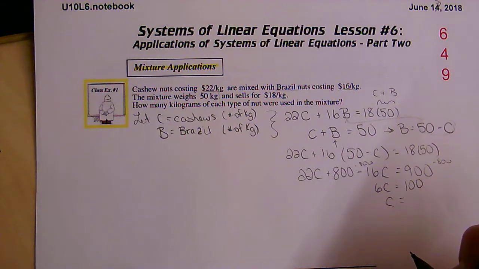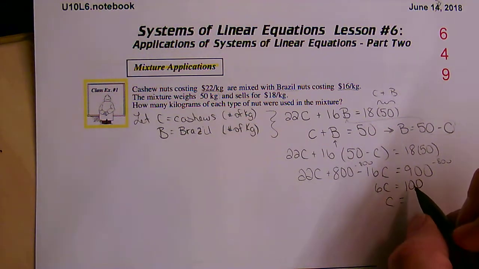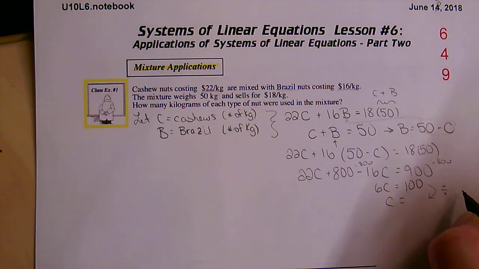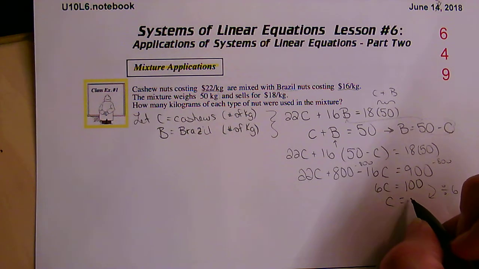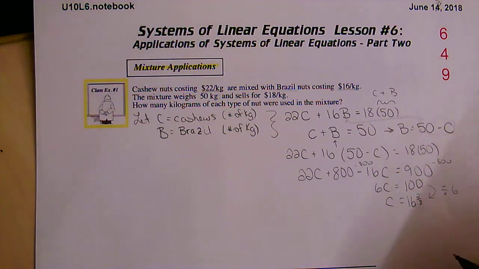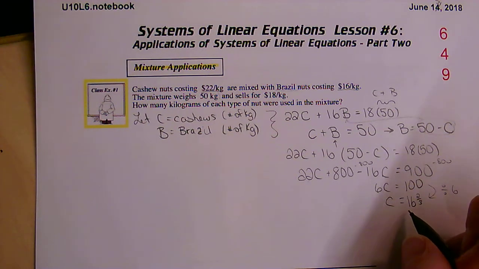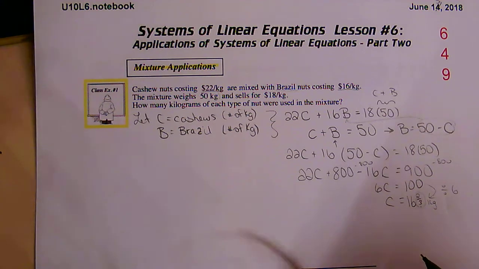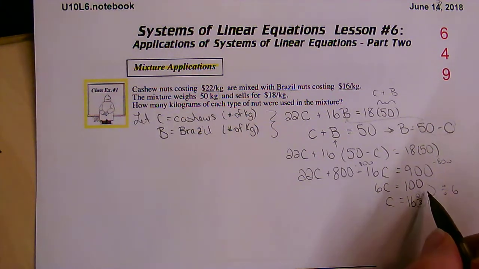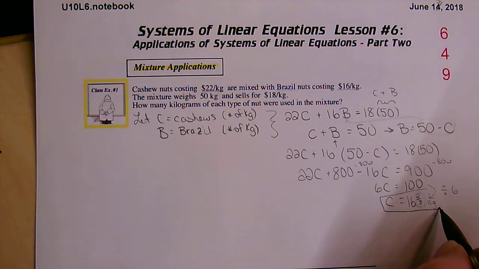So then when I simplify that down, 100 divided by 6 is going to be equal to 50 divided by 3, which is 16 and 2/3. So you probably just put it into your calculator and got 16.666666. That 0.6666, that's the 2/3. Okay? And that represents kilograms. So then, put a box around that.